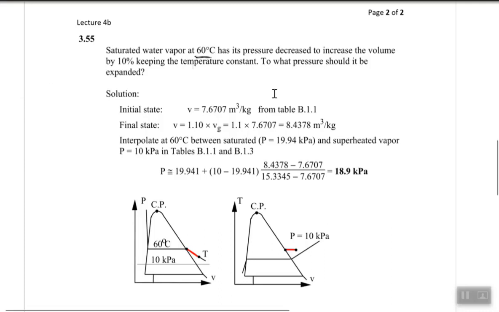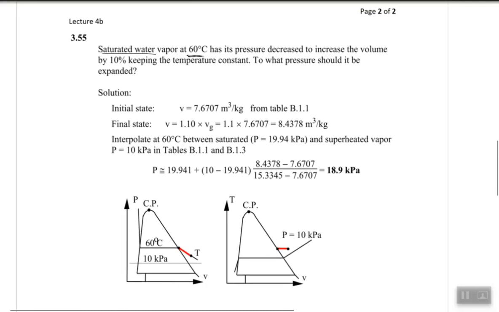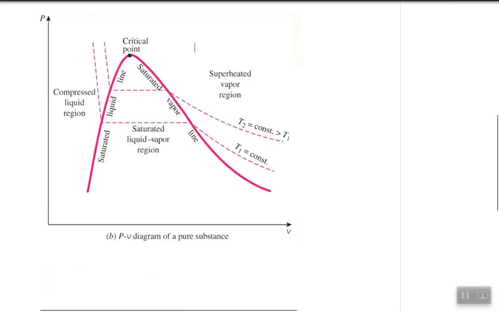So we have a temperature for the saturated liquid. You can imagine saturated liquid at 60 degrees centigrade, and at that temperature it definitely has a saturation pressure. Now the pressure is decreased. If I look at a phase diagram, we have a temperature of 60 degrees centigrade, and that temperature is constant. At that temperature we have the saturation pressure.